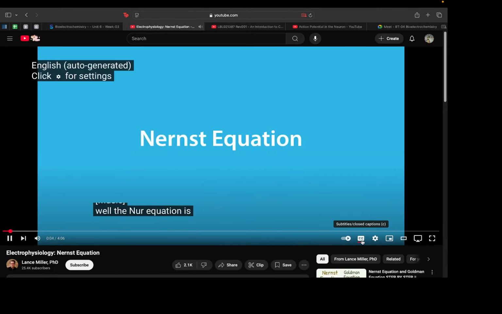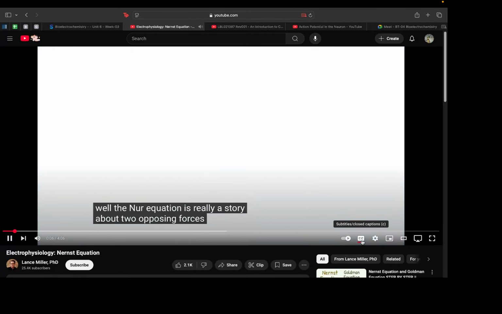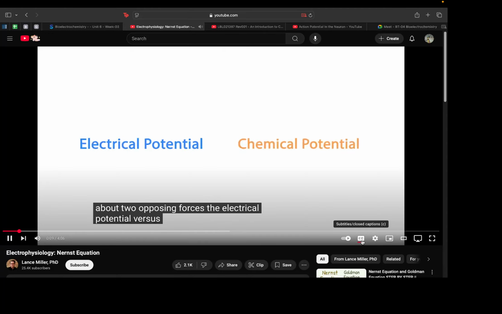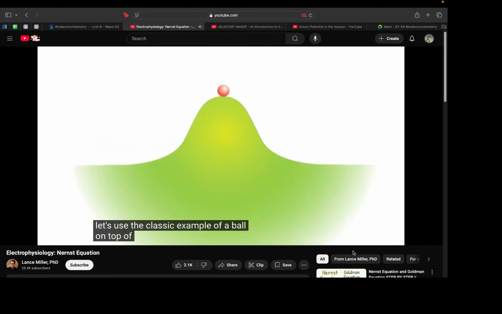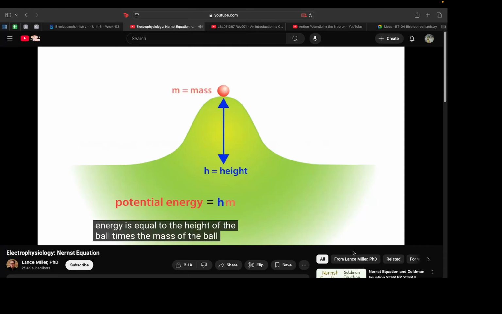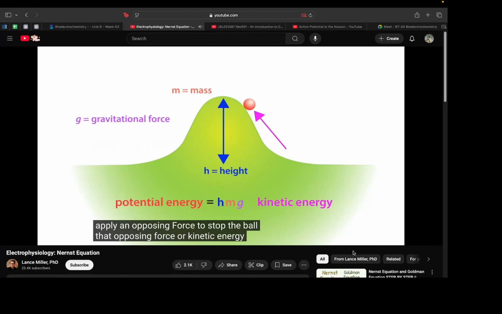Well, the Nernst equation is really a story about two opposing forces, the electrical potential versus the chemical potential. Let's use the classic example of a ball on top of a hill to illustrate our point. When the ball is at the top of the hill, it has stored energy, otherwise known as potential energy. Potential energy is equal to the height of the ball times the mass of the ball times the gravitational constant. If we let the ball roll down the hill and quickly apply an opposing force to stop the ball, that opposing force, or kinetic energy, must equal the potential energy in order to stop the ball.